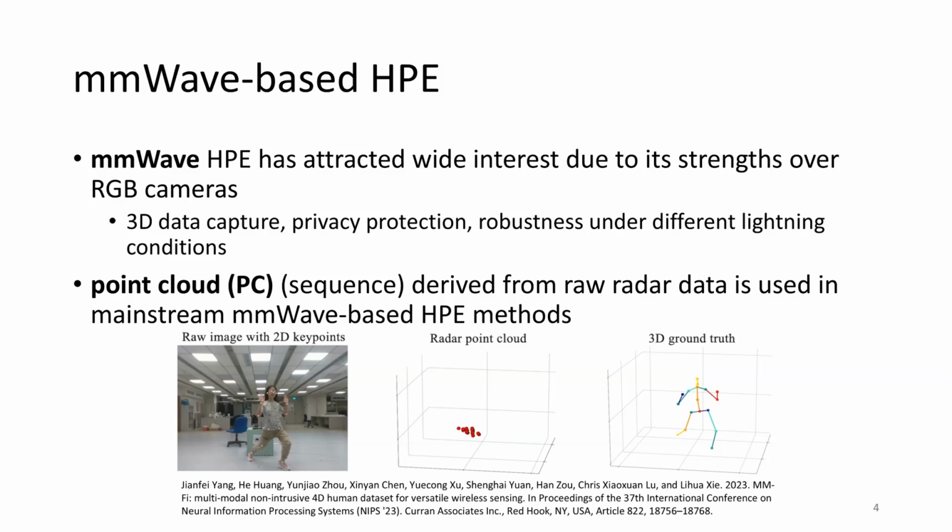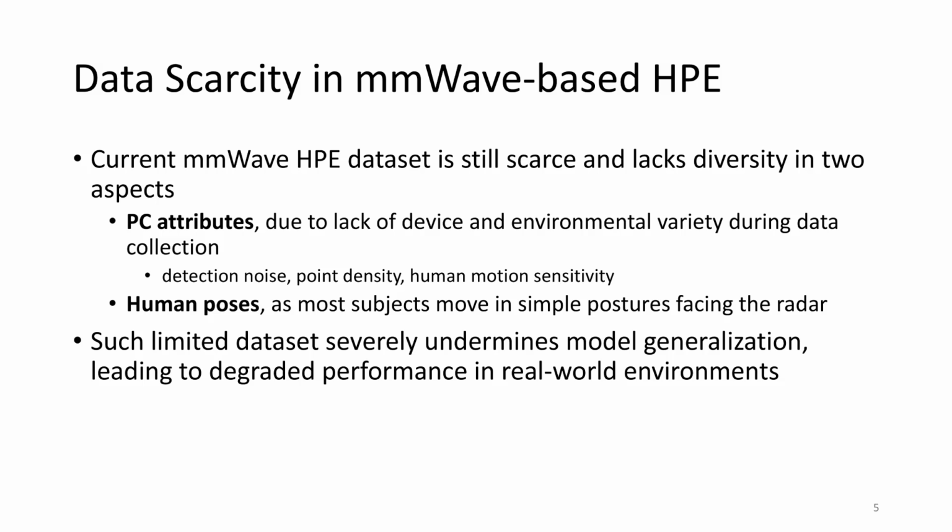Compared with RGB cameras, mmWave radar naturally captures 3D information, better protects user privacy, and is robust under different lighting conditions. In mainstream mmWave-based HPE methods, raw radar signals are usually processed into point cloud sequences, which are then used as model input. However, existing mmWave HPE datasets are still scarce and lack diversity.